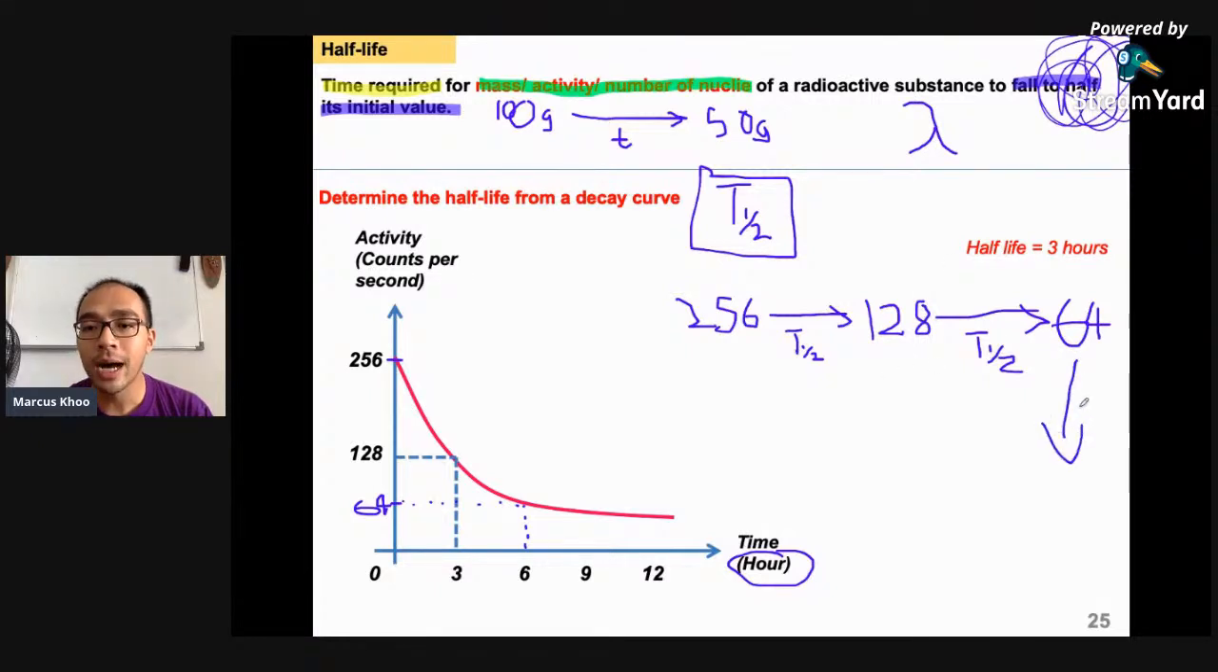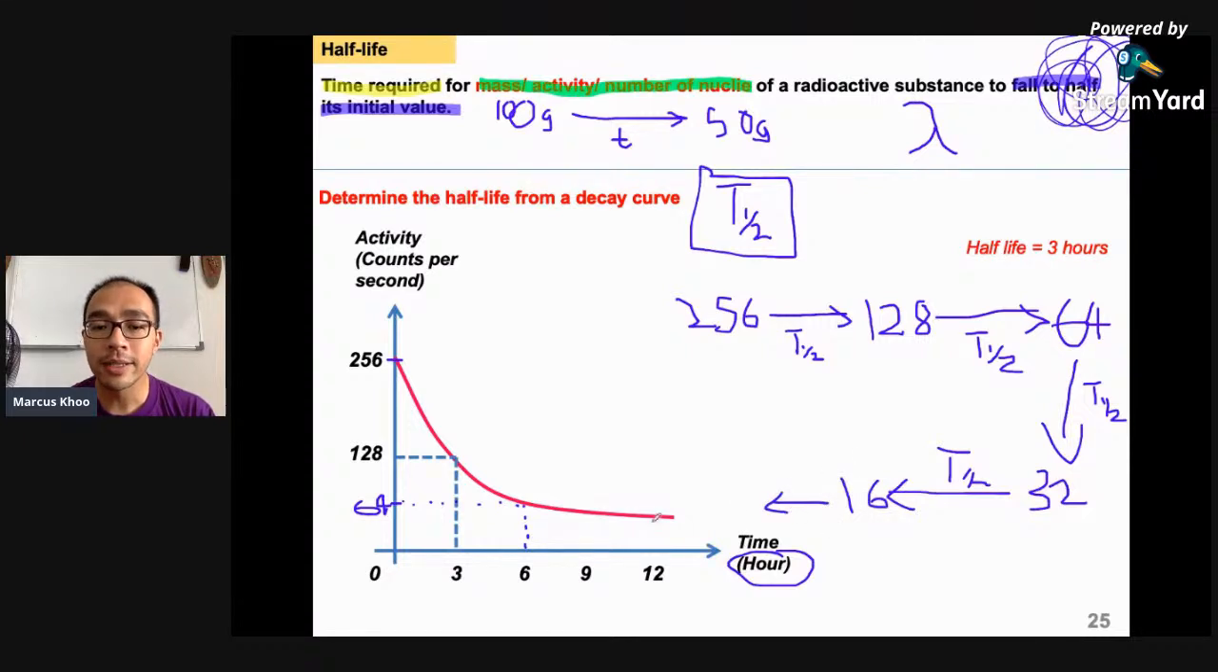Another half-life, after another 3 hours, the 64 will become what? Divide by 2 again, 32. After another half-life, 3, 6, 9, after 12 hours, the 32 will become how much? 16. After another half-life, 16 will become 8. After another half-life will become 4. After another half-life, you can see that I'm going in circles, 2. After another half-life become 1.